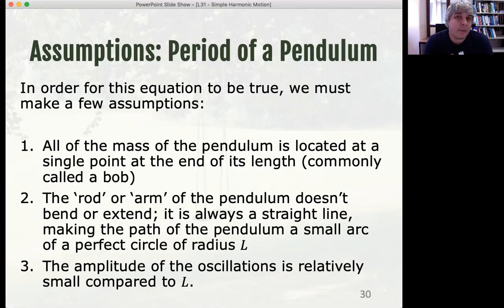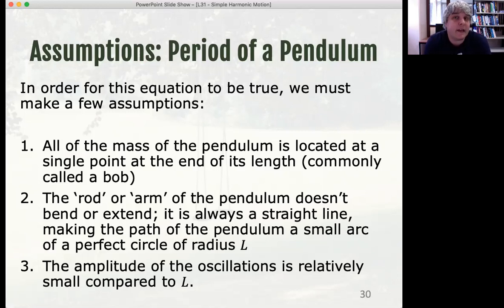The rod or the arm of the pendulum, the string, whatever we're using, does not bend or extend. So that means that it's always a straight line. So we can make a pendulum out of a string or a rope, but we need the mass to be heavy enough that that string or rope is always a straight line, that it doesn't sort of bend or sag as it swings back and forth.